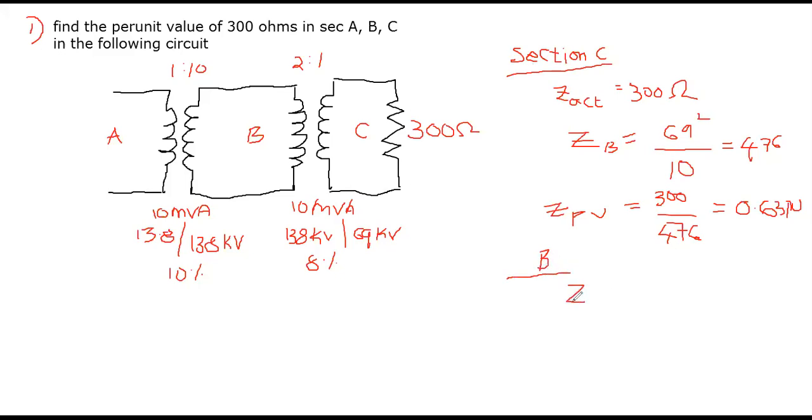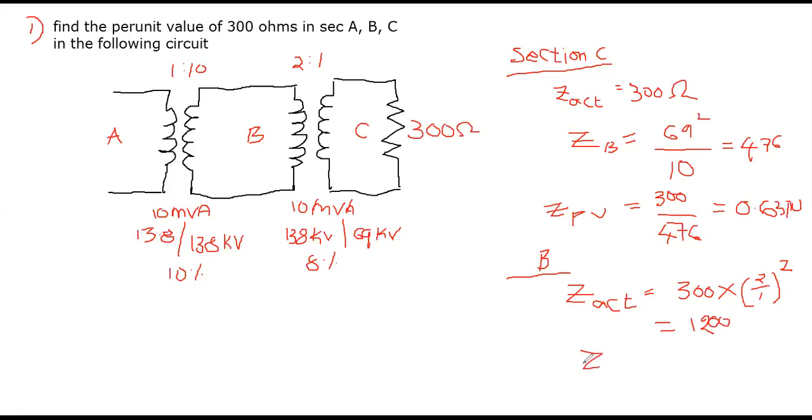Now Z actual. How do we define the Z actual? Basically the actual value is connected in section C. Please remember that we are shifting 300 ohms to section B. To determine the actual value, you need to multiply with the turns ratio. The turns ratio is 2 by 1. Here we are shifting 300 ohms to this side, so obviously you have to consider (n1 by n2) whole square. So now it is 1200. This is the actual value in section B.